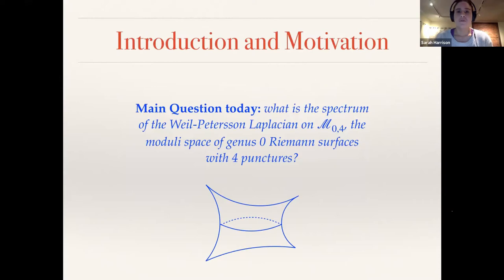which can be mathematically stated as, what is the spectrum of the Weil-Petersson Laplacian on M04, which is the moduli space of genus zero Riemann surfaces with four punctures? And before I tell you a bit more what this question means and how we're gonna approach it, I'd like to start with some general broad motivation about why we're interested in asking this kind of question.